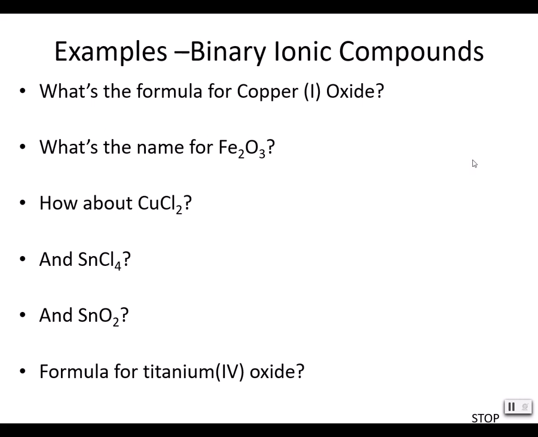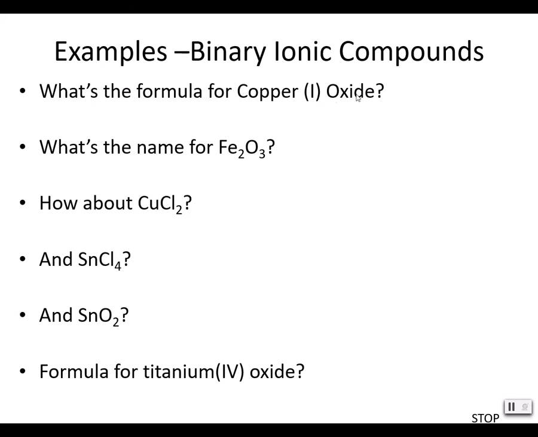So you should feel comfortable being able to write formulas from names and names from formulas. So for example, when I say, what's the formula for copper 1 oxide? You should look at that and say, oh, okay, I know it is a binary ionic compound. I have a metal and a nonmetal. I know that my copper, which has the abbreviation Cu, has a charge of +1.